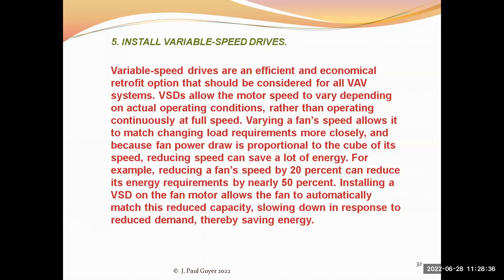As an example, reducing the fan's speed by 20% can reduce its energy requirements by nearly 50%. And so installing a variable speed drive on the fan motor allows the fan to automatically match this reduced capacity, slowing down the fan in response to reduced demand, again saving energy.